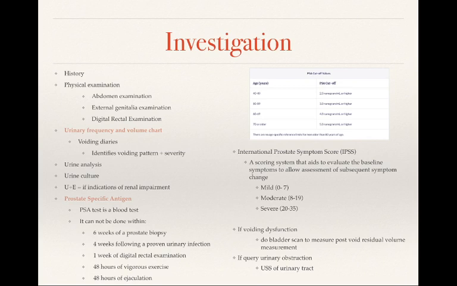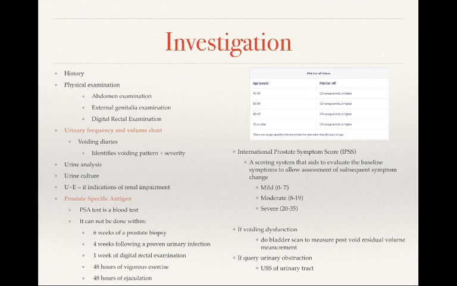In order to quantify the severity of the symptoms, the patients would do a questionnaire. The International Prostate Symptom Score is a scoring system that would help us to evaluate the baseline symptoms to allow assessment of symptom change once treatment is initiated. So a score of 0 to 7 would indicate that they have mild symptoms, a score of 8 to 19 indicates that they have moderate symptoms, and a score of 20 to 35 indicates that they have severe symptoms.